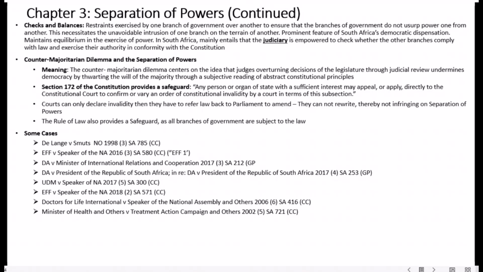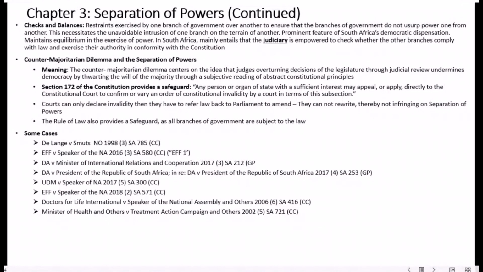the answer, well, you can argue it either way, but what we do see in the South African Constitution, colleagues, is that there's a safeguard in Section 172, because any person or organ of state with a sufficient interest may appeal or apply directly to the Constitutional Court to confirm or vary any order of constitutional invalidity by a court in terms of the subsection. This means that if a lower court, for example, the SCA or a high court, declares a law invalid, it still has to be confirmed by the Constitutional Court.